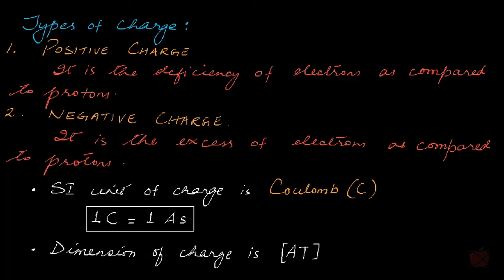Okay. The SI unit of charge is coulomb, as we all know. And what is the value of 1 coulomb? It is equal to 1 ampere second. The dimension of charge is [AT] inside of the square bracket.